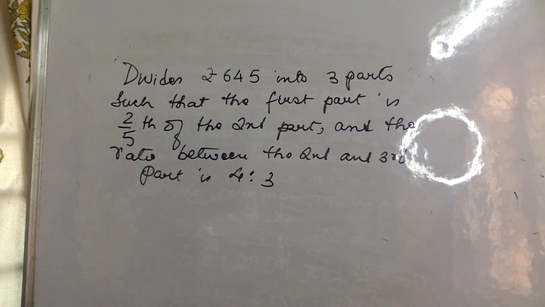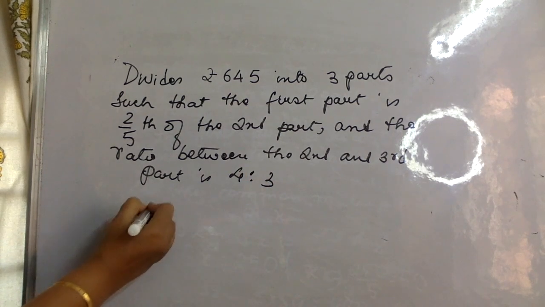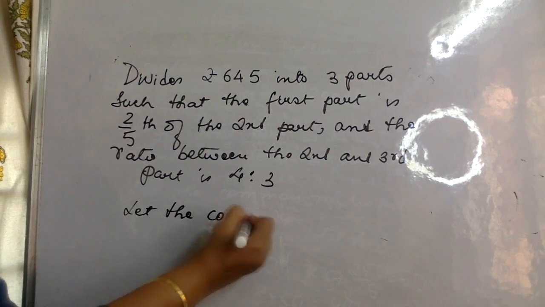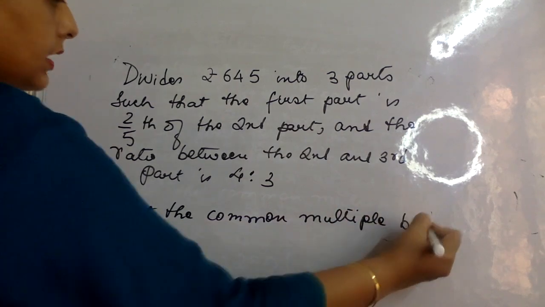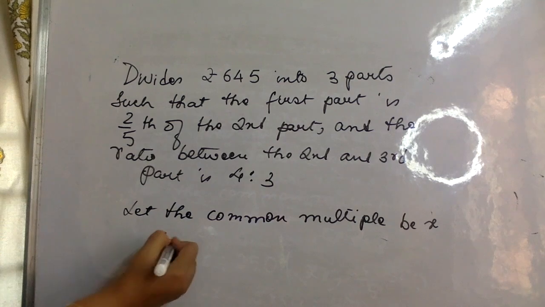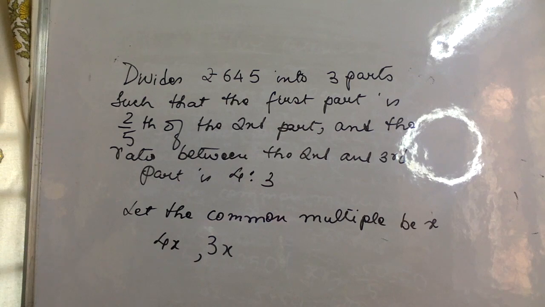Now here is a question: rupees 645 has to be divided into 3 parts, but there is some condition. The first part is 2/5 of the second part, and the ratio between the second and third part is given as 4 is to 3. So what we have to do is, let me convert this to numbers. Let the common multiple for the last two ratios be x. If the common multiple is x, the numbers are 4x and 3x. Now I can't put the ratio sign anymore. The numbers are 4x and 3x.